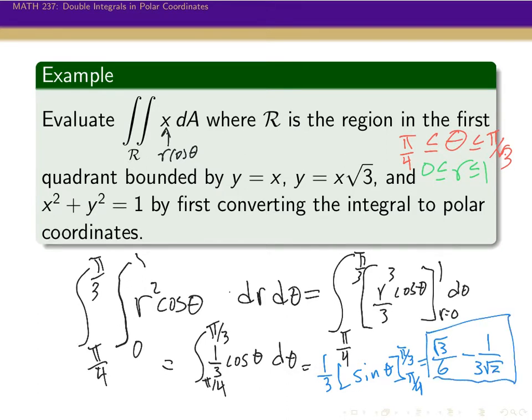And there's our answer. And so, the big takeaway here is that by converting this into polar coordinates, rather than having to do this as two separate integrals, breaking the region up into two parts and doing two separate integrals, we were able to do one nice, simple integral that was very straightforward to do. And we get our nice answer.